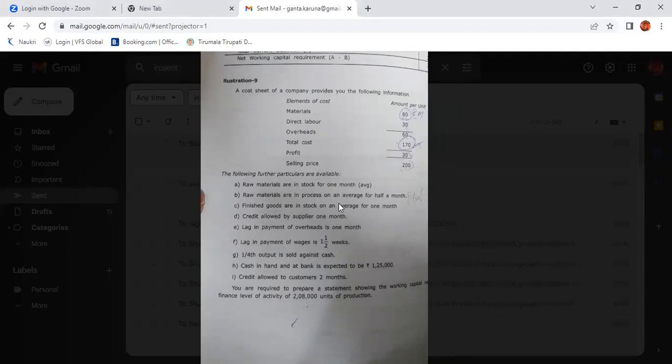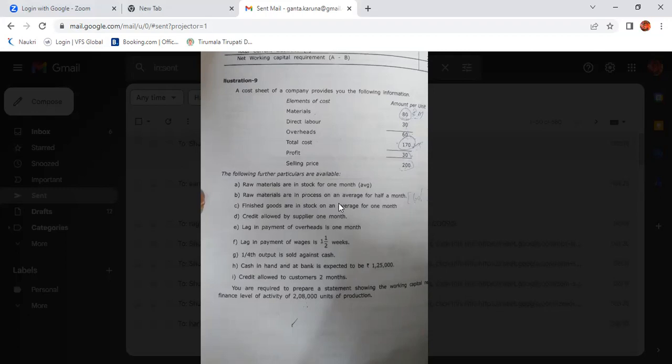The material cost is 80 rupees, direct labor cost is 30 rupees, overheads cost is 60 rupees. Likewise, the total cost price is 170. Then the further information he provided is that raw materials are in stock for 1 month, raw materials in progress on an average half a month, finished goods in stock on average 1 month itself. Credit allowed by the suppliers is 1 month.